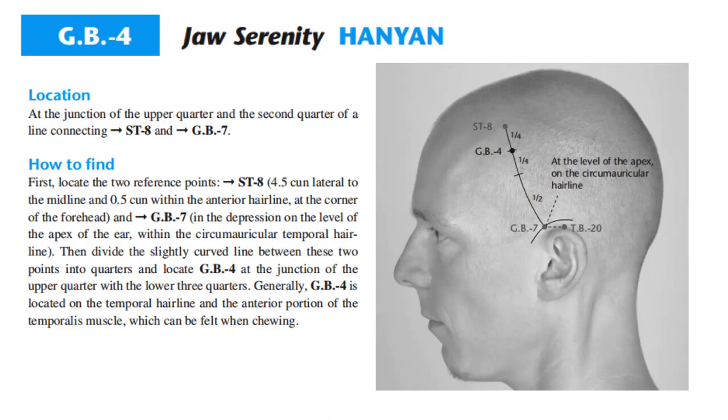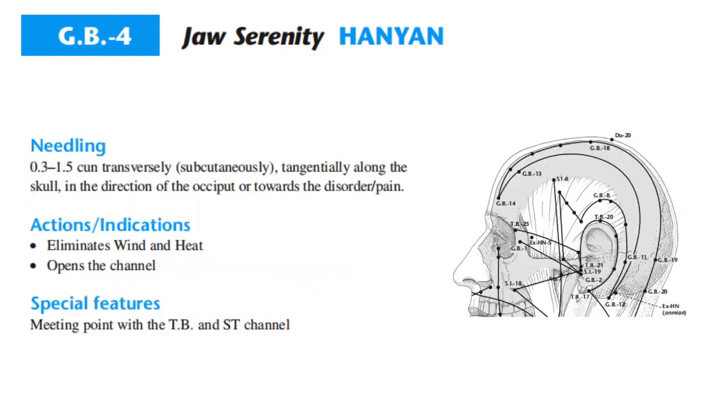Generally, GB4 is located on the temporal hairline and the anterior portion of the temporalis muscle, which can be felt when chewing. Needling 0.3 to 1.5 Tsun transversely or subcutaneously, tangentially along the skull in the direction of the occiput or towards the disorder or pain.